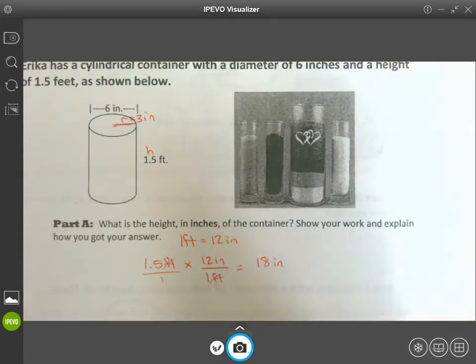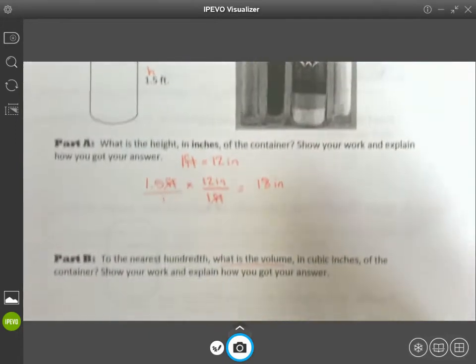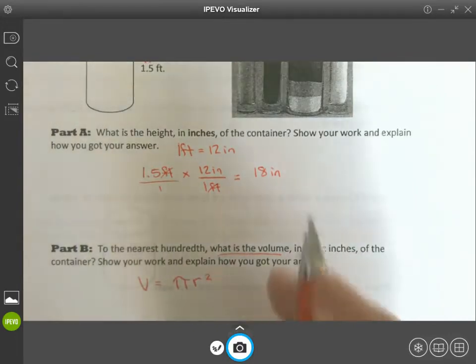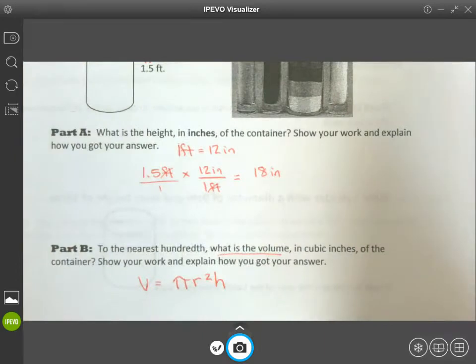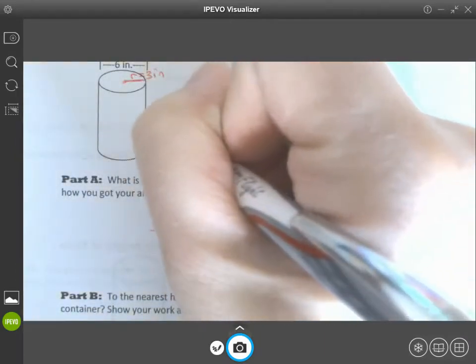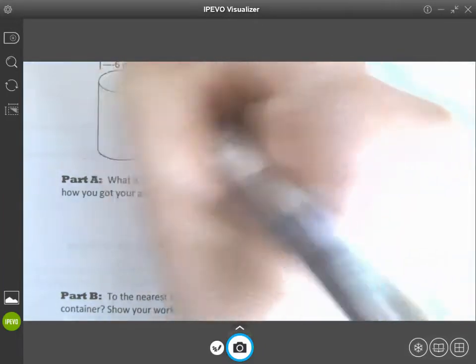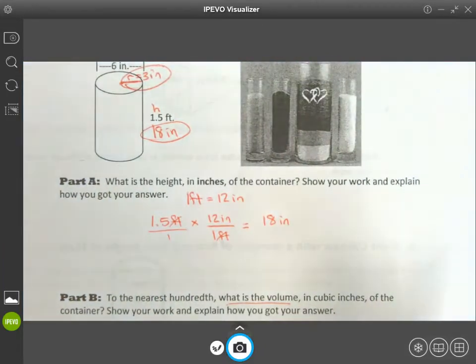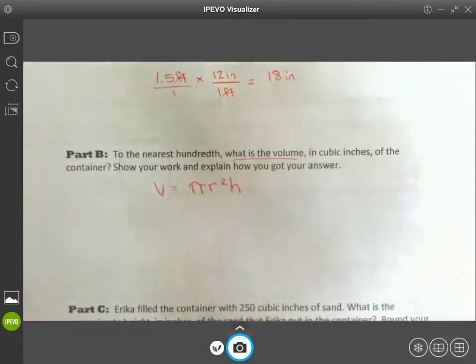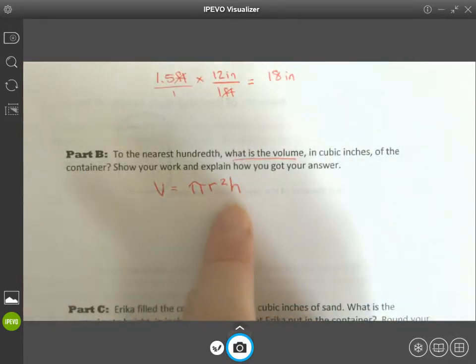Now, to the nearest hundredth, what is the volume? Okay, looking at your formula sheet, what was the formula for volume? Volume is pi r squared, so that's the area of the base times what? The height. So I'll let you fill it in, but remember, you're going to use 18 inches for the height and 3 inches for the radius. So 3-inch radius, 18 inches for the height. Here is your volume formula, okay?